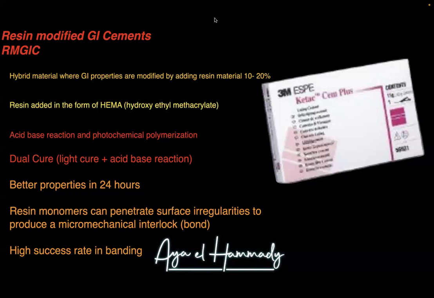The glass ionomer will be what? A chemical one, right? But here the resin modified glass ionomer will be micromechanical interlocking. So what here are the best materials you are going to cement the appliance with?